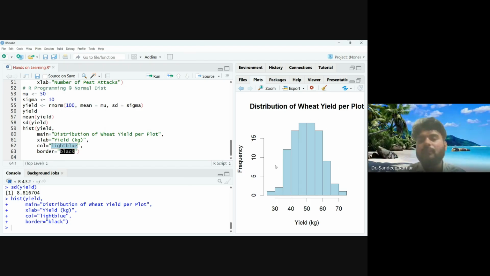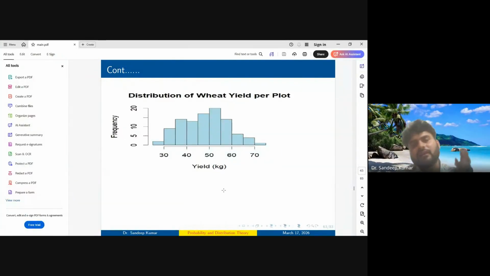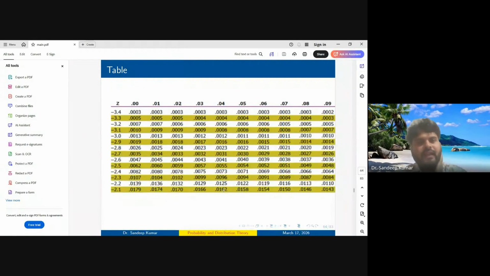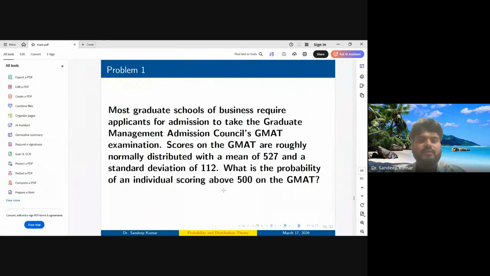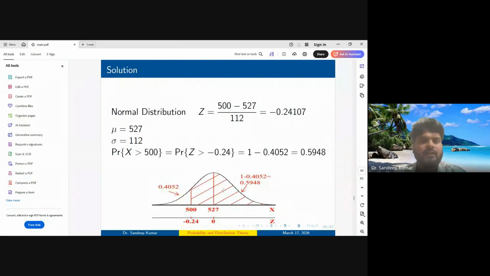So this is the graph of the normal distribution. Histogram representation, this is the graph of the normal distribution. And this is the Z table, very very important. And continue, most problems of the normal distribution.